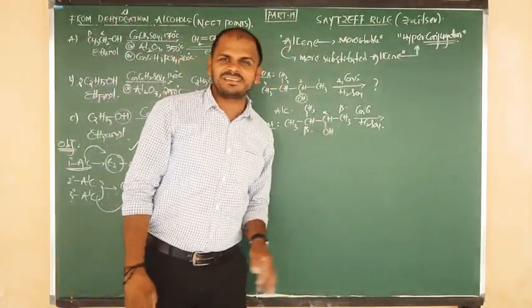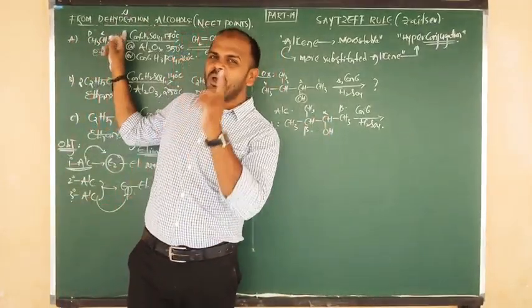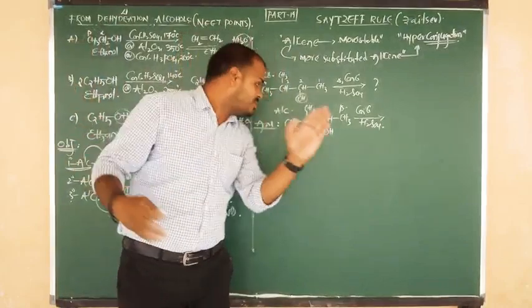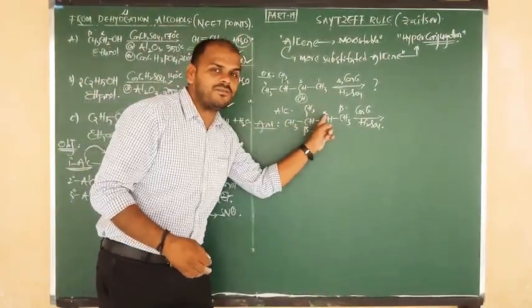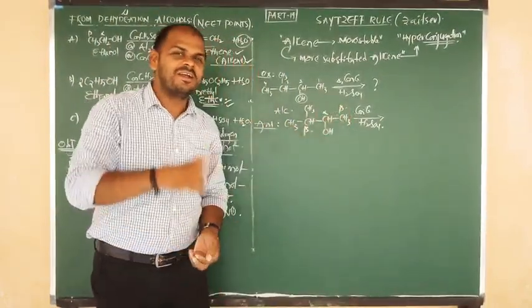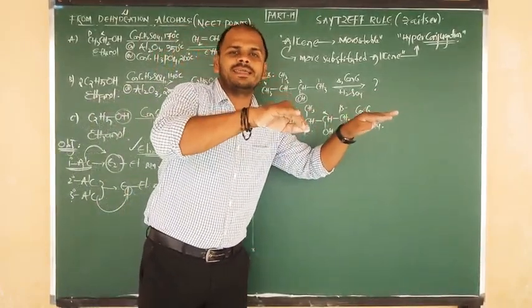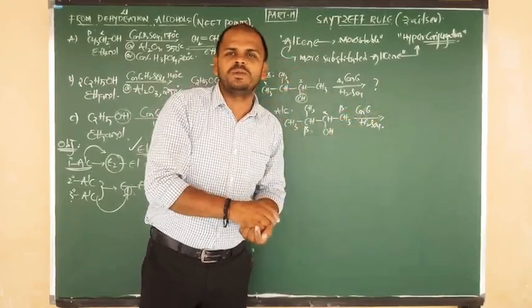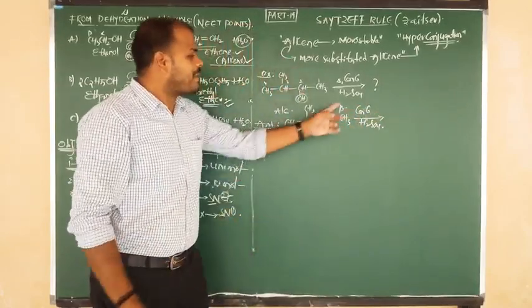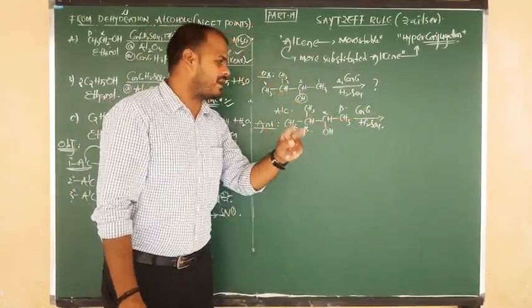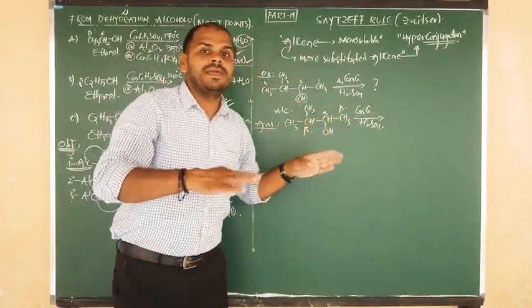So in this example, ethyl alcohol has one alpha, one beta. But see this example: only one alpha, but how many betas are there? Two betas are there. As the availability of beta hydrogens increases, the respective products also increase. Okay? So here how many beta carbons? Two beta carbons, and both of them have beta hydrogen.